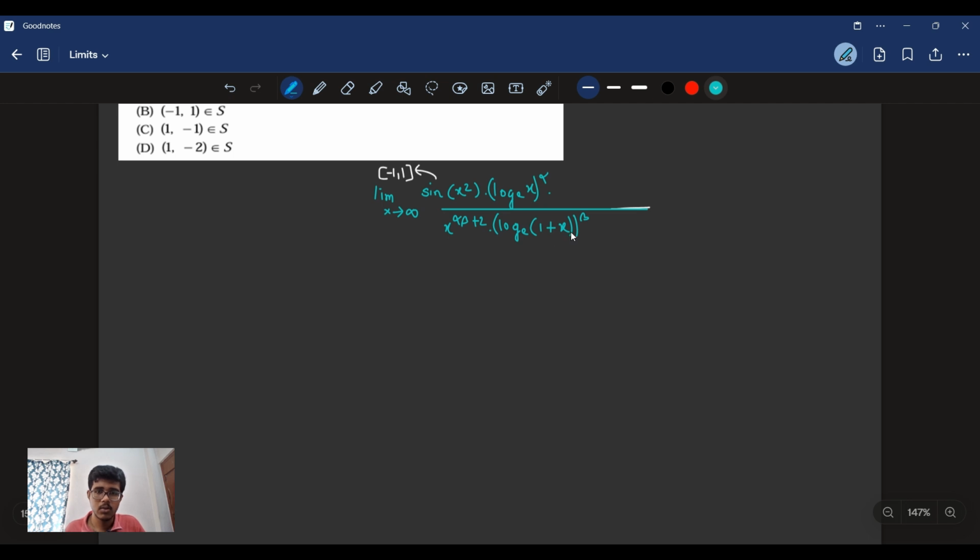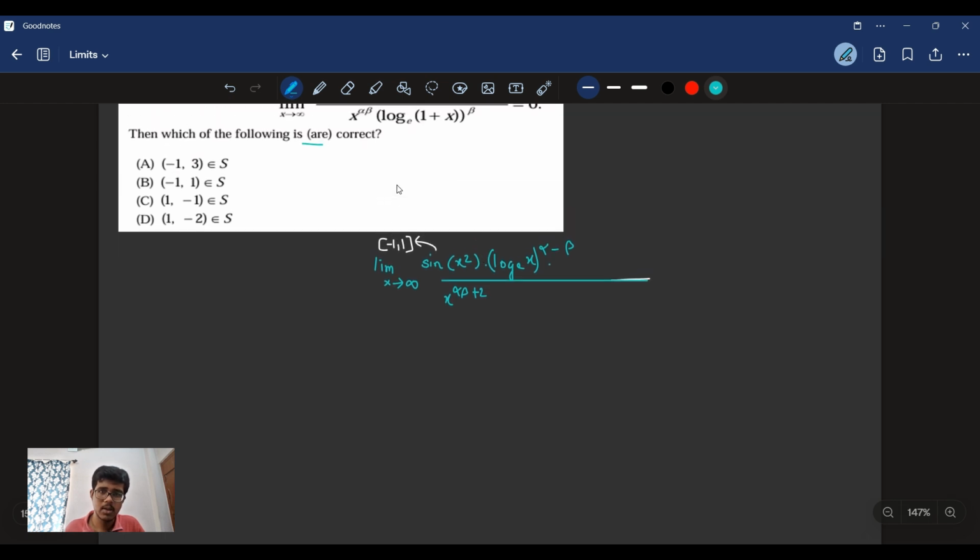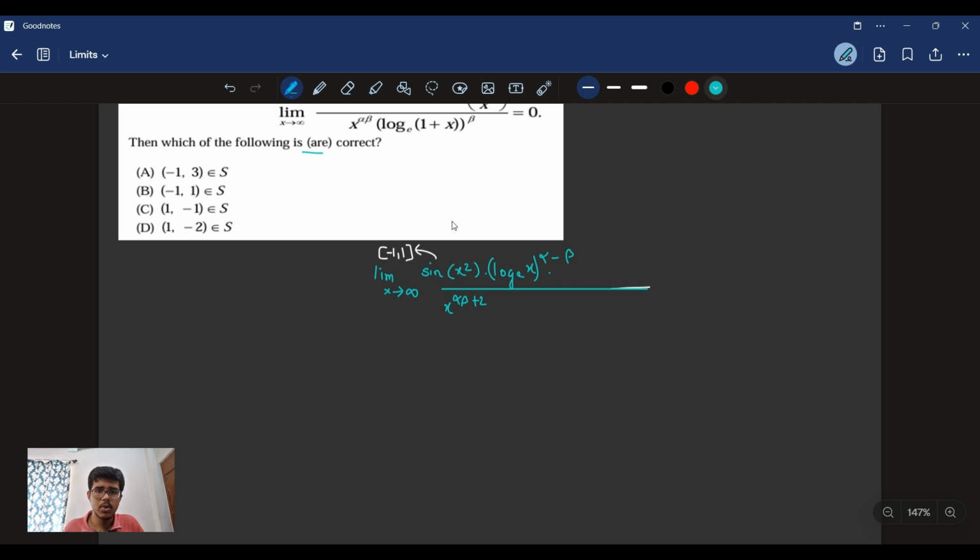Now you also need to understand that log of 1 plus x, when I put x as infinity, is also going to give me the value infinity. So these two functions, log x and log of 1 plus x, are nearly the same. So I can write it as log of x alpha minus beta divided by x of alpha beta plus 2. And we don't need to worry about the sign of x square, because it is going to give me a finite value anywhere between -1 and 1, the closed interval.